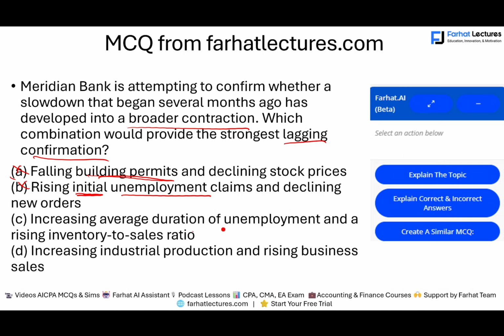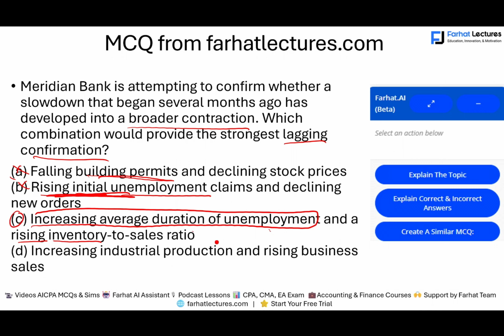C, increasing average duration of unemployment and rising inventory to sales. Yes, this is a lagging indicator. Remember that individual that filed for unemployment and initially we thought this is just a leading indicator? Then this individual, 6 months later, cannot find a job. This is an increasing average duration of unemployment. And if inventory is increasing relative to sales, rising inventory to sales, it means what? It means either we're selling less or we're buying inventory that we cannot sell. And either way, we are in a contraction. So I would say C is the correct answer choice.